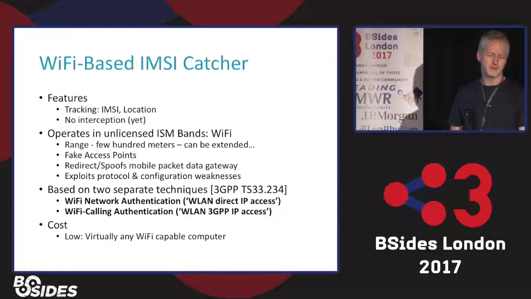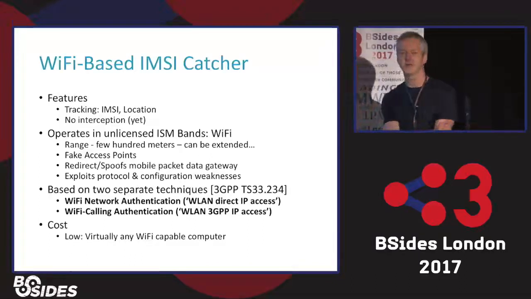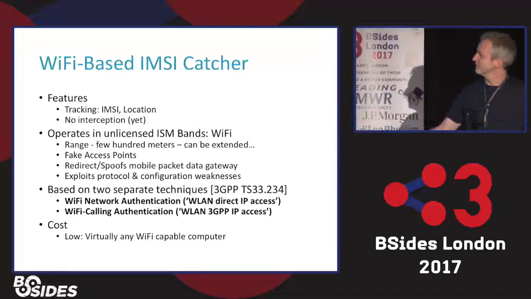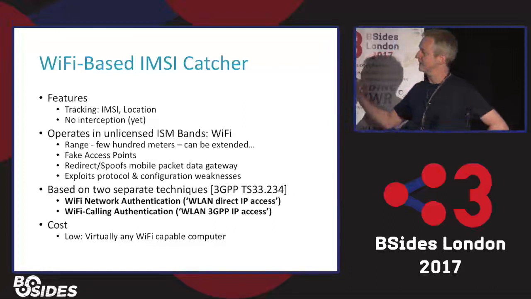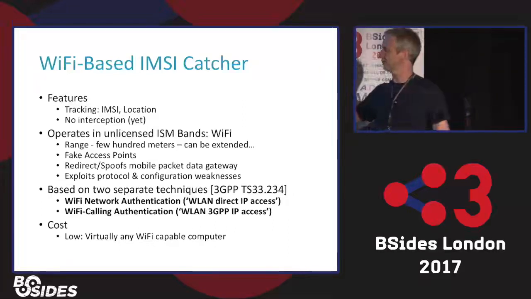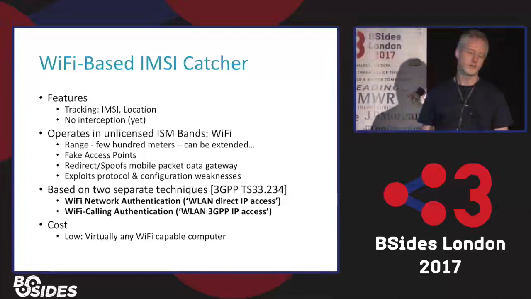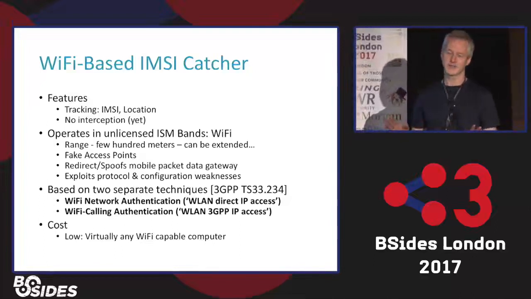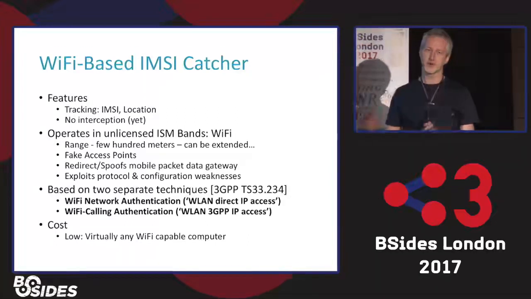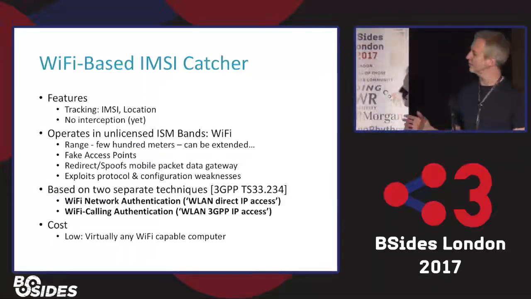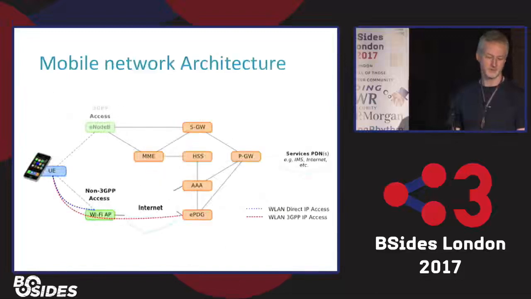Essentially, it's based upon two techniques that are specified in this 3GPP standard, TS 33.234, which specifies these two access techniques, which I mentioned briefly at the beginning: Wi-Fi access network authentication, which is termed WLAN direct IP access, which is basically operator-run Wi-Fi access points. And then you've got Wi-Fi calling, known as WLAN 3GPP access, which can be used for other things, but at the moment is used for that. It's low cost. You can just run it on a Pi, this sort of stuff we're talking about.